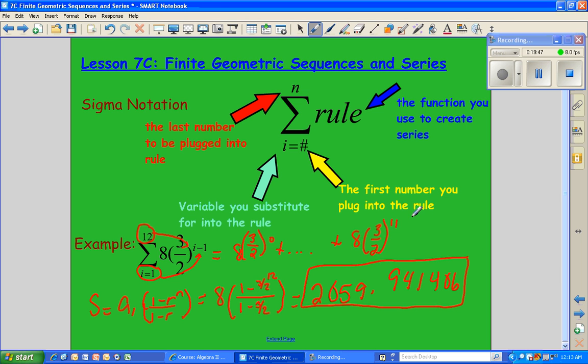Okay, if you want to sit there and expand this all the way out and then add everything up, it's going to be a waste of time. We like to see you using your formulas. All right, so that's the end of lesson 7C. Let's see how you do with the classwork with it, and then we'll go on from there.